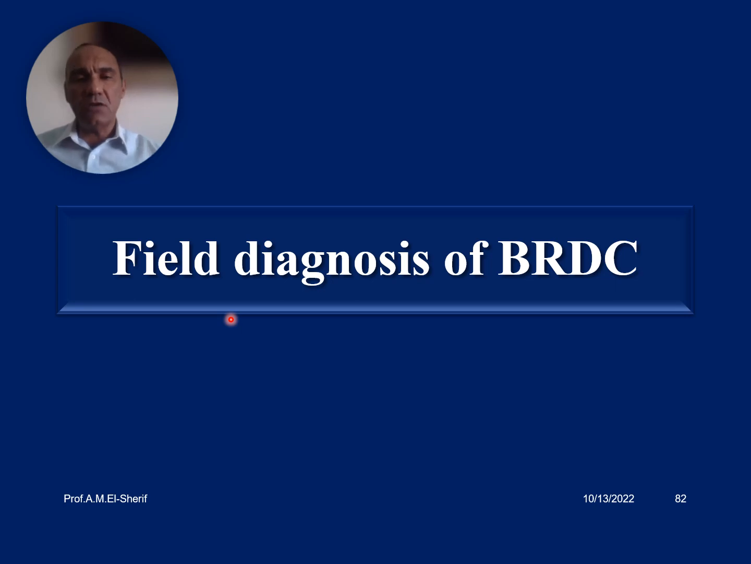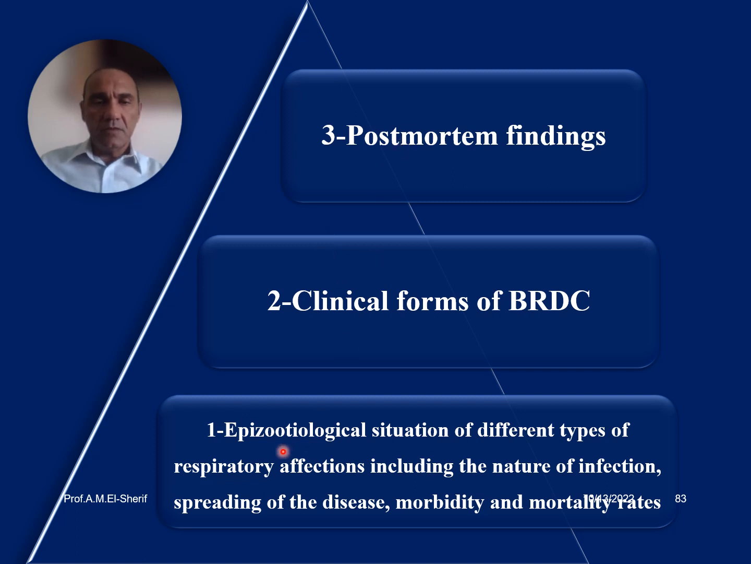Field diagnosis of bovine respiratory disease complex. Number 1, epidemiological situation of different types of respiratory affections, including the nature of the infection, spreading of the disease, and morbidity and mortality rates, which differ according to the pathogenic risk factor. Number 2, the different clinical forms as we explained before, as well as post-mortem findings as you see in the latter slides.